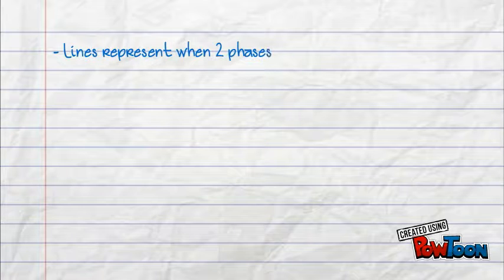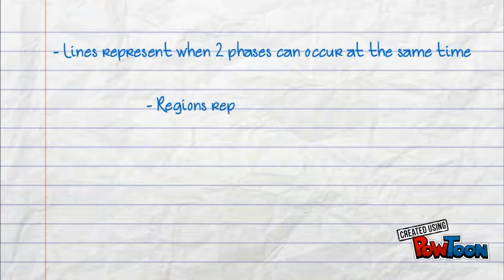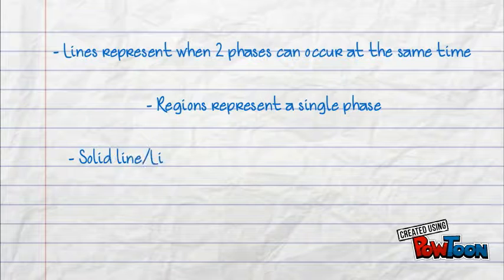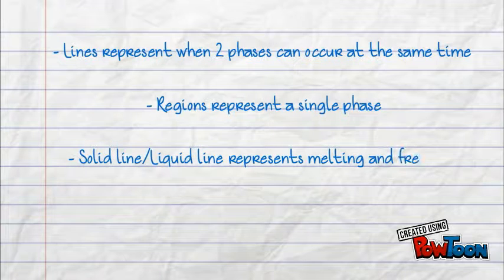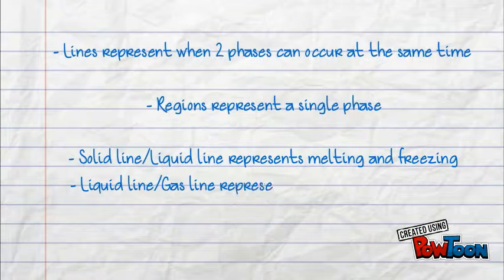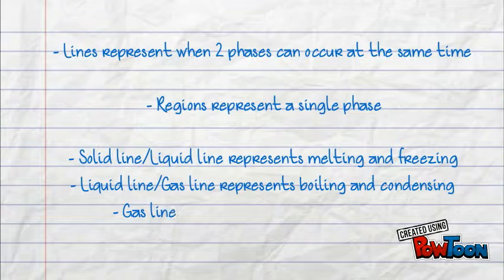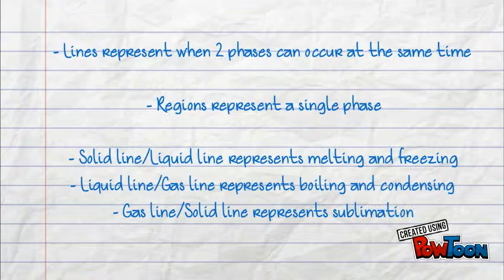A line represents when two phases can occur at the same time, and regions represent a single phase. The solid/liquid line represents melting and freezing, the liquid/gas line represents boiling and condensing, and finally the gas/solid line represents sublimation.